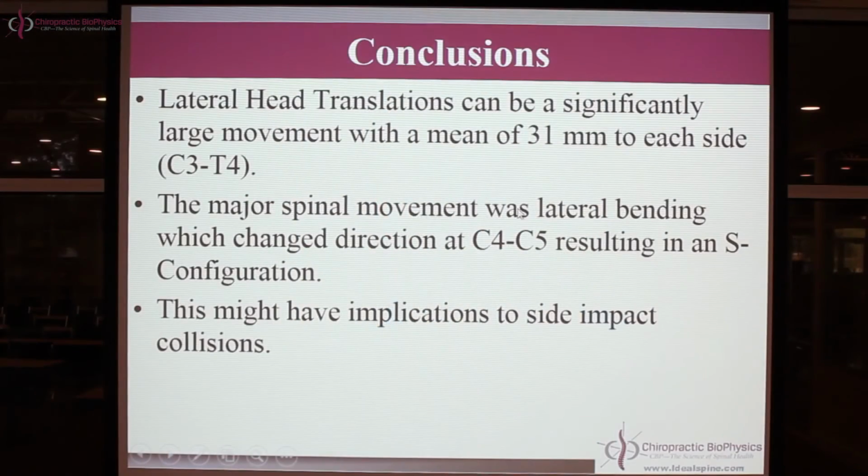The major spine movement was lateral bending angles. These change directions at the C4, C5 disc space, creating an S type of configuration. By S, we mean the low neck bends one way, the upper neck bends the other way, so we get this kink angle. It's like an S curve.